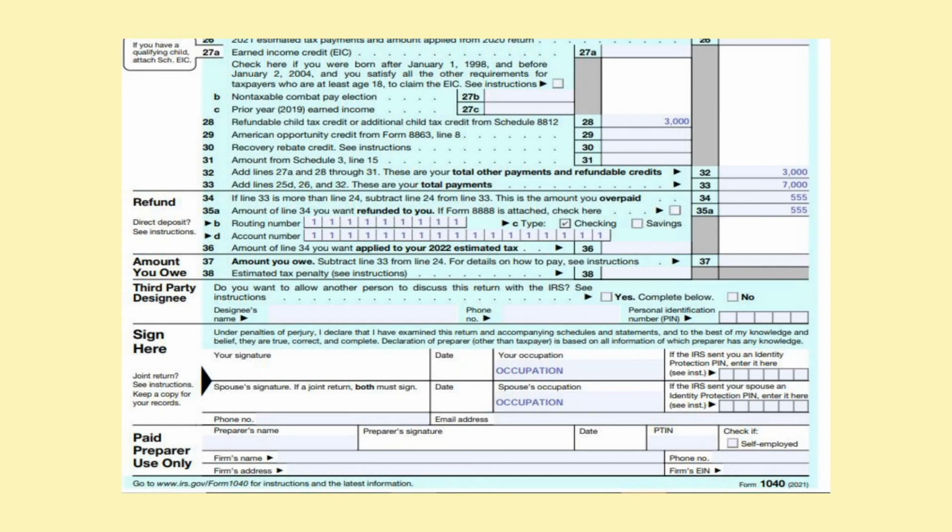Lines 27B and C refer to the Earned Income Credit. The non-taxable combat pay election is when you elect to exclude your combat pay from the Earned Income Credit calculation. On line 27C, you can use your prior year 2019 earned income for the calculation.